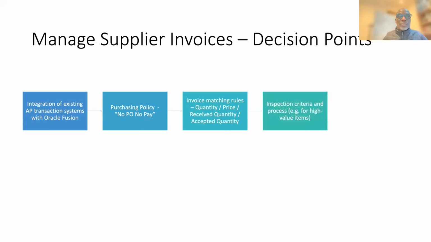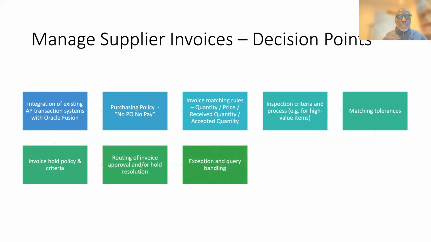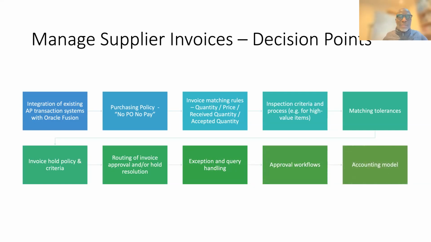Invoice matching rules, inspection criteria, and matching tolerances is another one that you need to start to pick out at this stage. Hold policy, routing of invoices, exception handling and query, workflow approvals, and the accounting model. I'm going to go into the details of the accounting model later, but the key bit here is that you're looking at each of these areas. You're thinking about what the key decision points are.